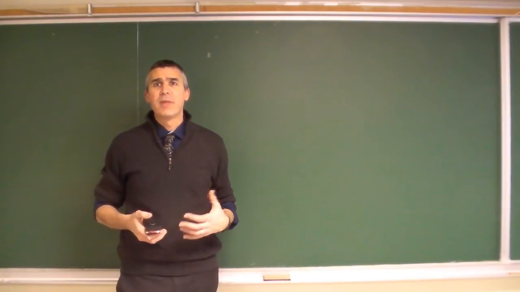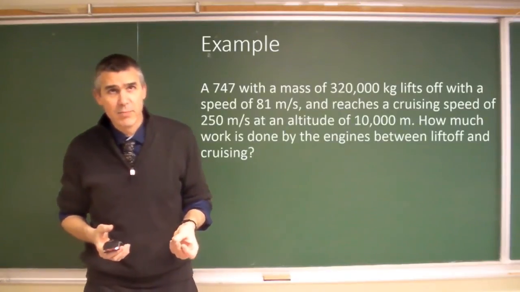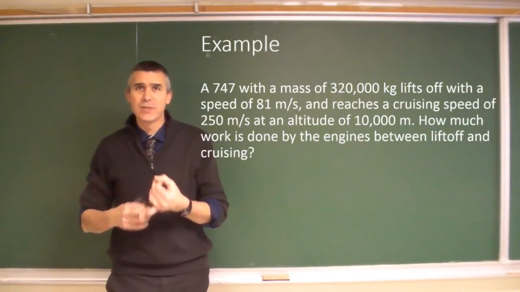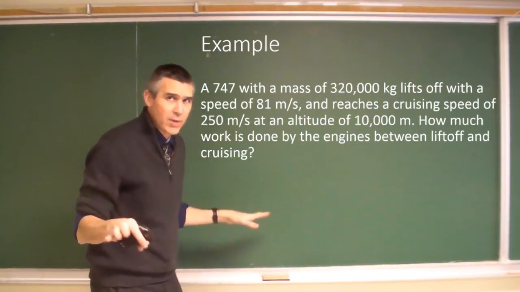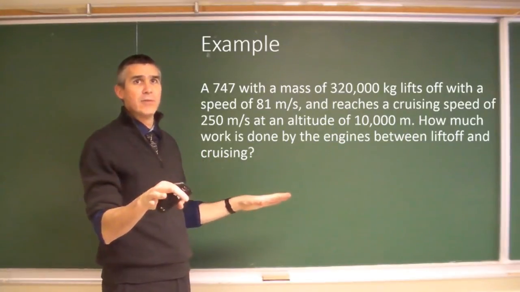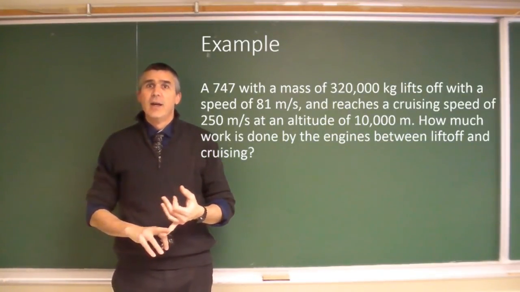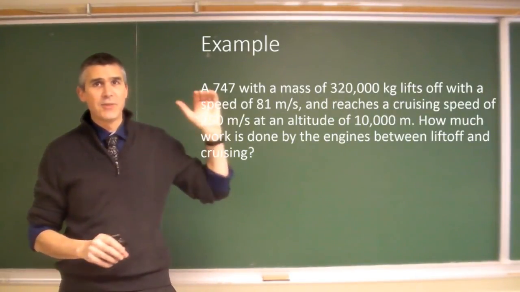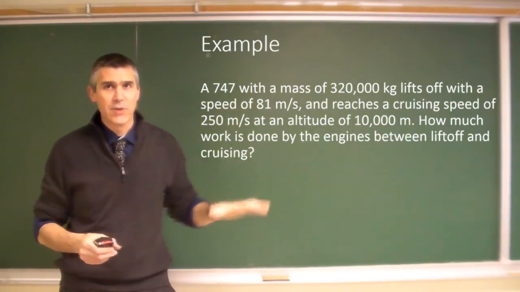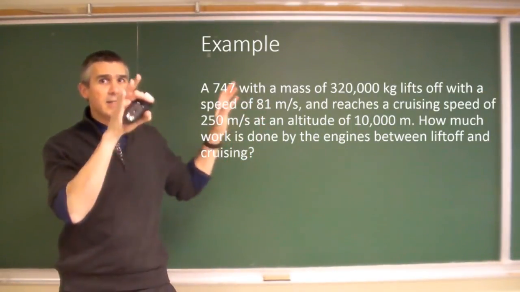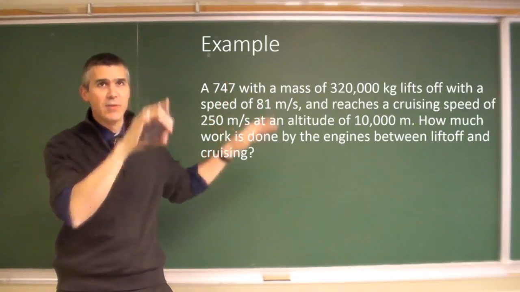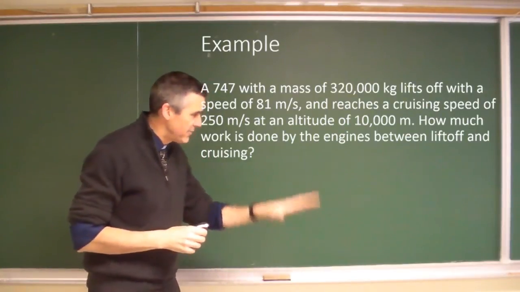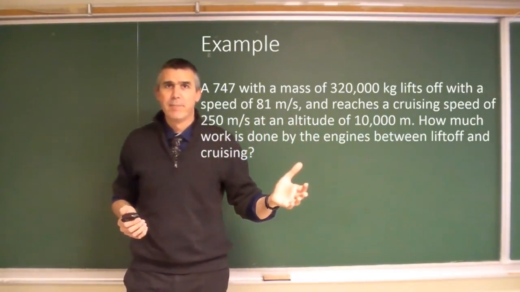Okay. So, hypothetically, and not so hypothetically, I did look these numbers up. If we have a 747 jumbo jet with a mass of 320,000 kilograms, and at liftoff, the point where that plane is taking off the ground, its speed is 81 meters per second. It reaches a cruising speed of 250 meters per second at an altitude of 10,000 meters. So ground level, 81 meters per second; 10 kilometers up, it's traveling at 250 meters per second. How much work is done by the engines between lifting up off the ground and reaching cruising speed?